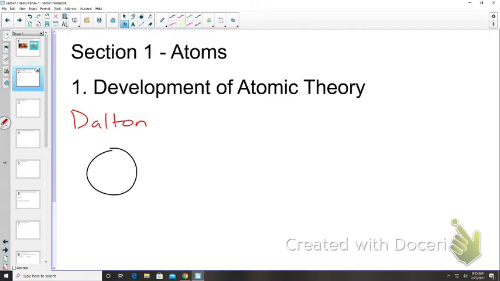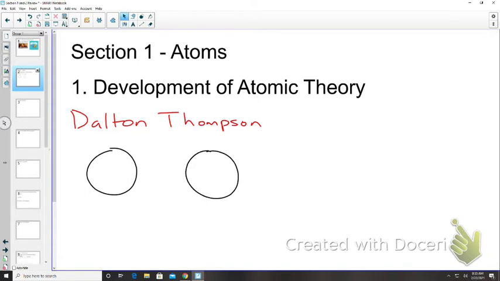Thomson. Very good. And what was his model? Yeah, the plum pudding model. Excellent. So Thomson had his electrons embedded throughout, kind of like a plum pudding, or they're also on the outside. Thomson realized that the atom was not indivisible. It had positive and negative parts.